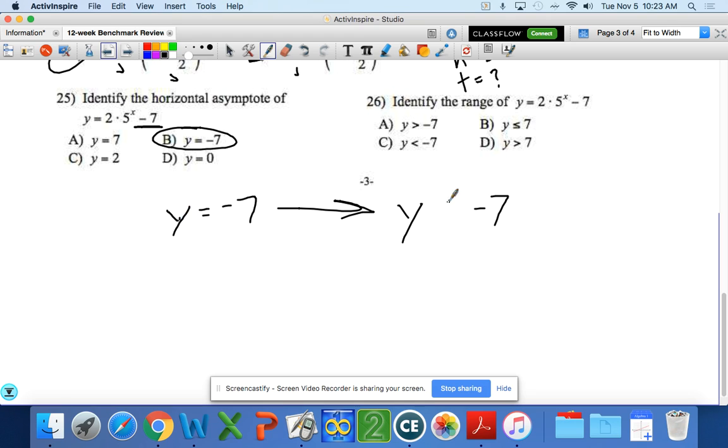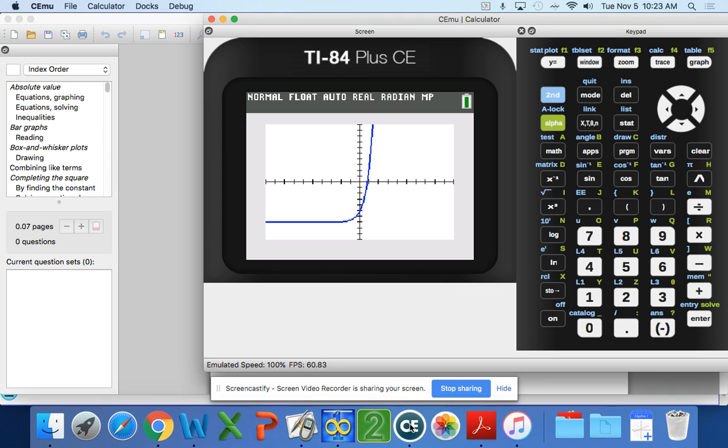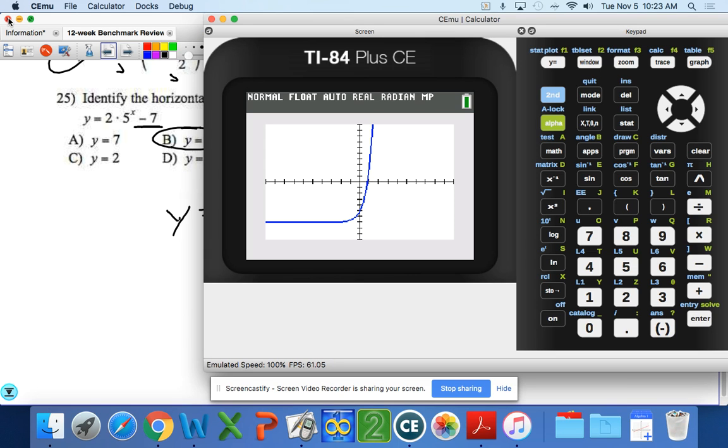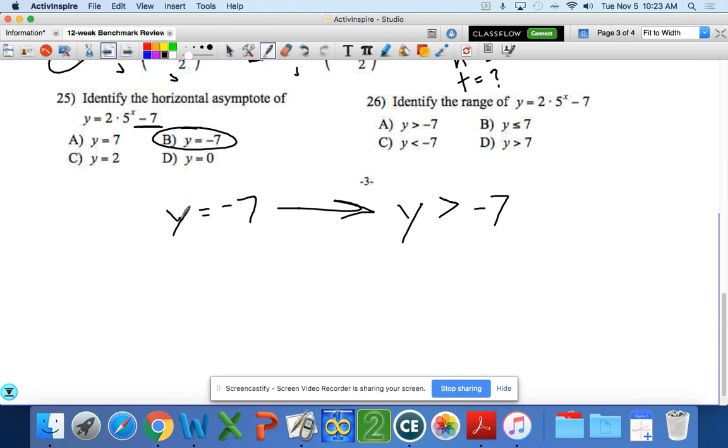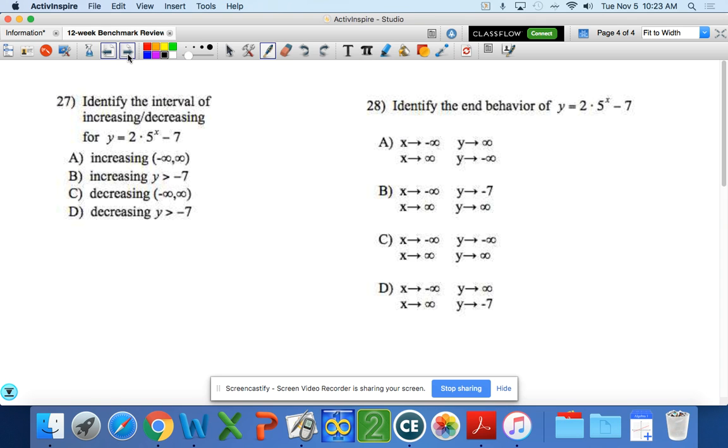What symbol do we use for above? Greater than. What does this say? This says all of our y values will be above -7. And that makes sense because as we can see, here's my entire graph, and here's that horizontal line it can't cross. So if it can't cross that, everything has to be up here above it. Everything has to be greater than that asymptote.